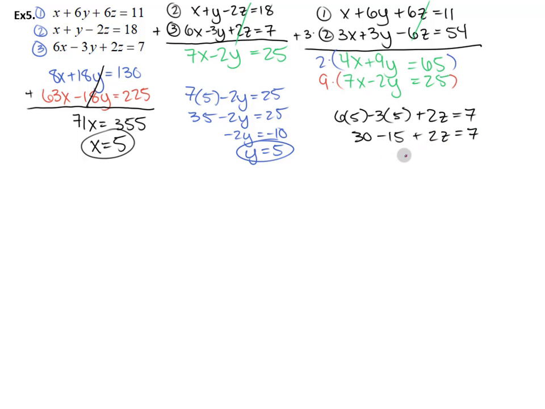30 minus 15 is 15. Subtract that over to the other side. Gives us negative 8. Dividing by 2, we get z is negative 4. Look at all that work. All of that work, but we finally got our answer. X is 5, y is 5, z is negative 4.